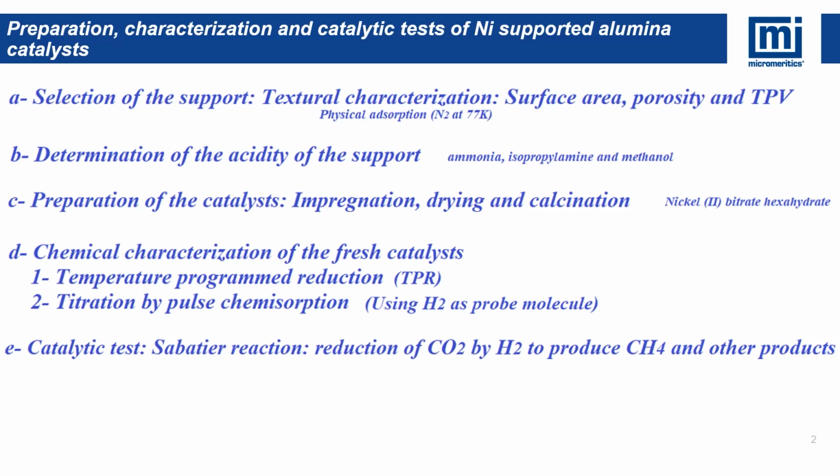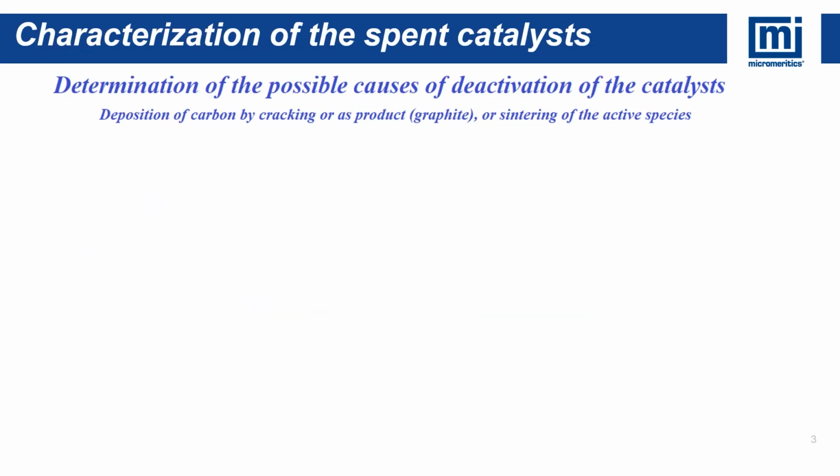For the conditions, we used a flow ratio of 1 to 4 CO2 to hydrogen, and we worked at 50 bar of pressure, going up to 600 degrees C. So our conditions were 50 bar and up to 600 degrees C for the reaction. Now, determination of the possible cause of the deactivation of the catalyst is very important in catalysis, so we characterize the catalyst before the reaction and after the reaction, because we need to find out what the causes of the deactivation of the catalyst are.